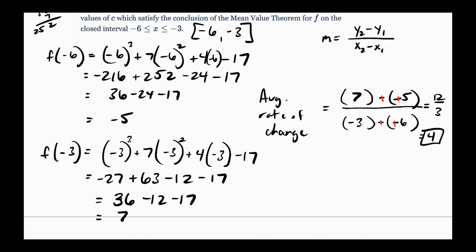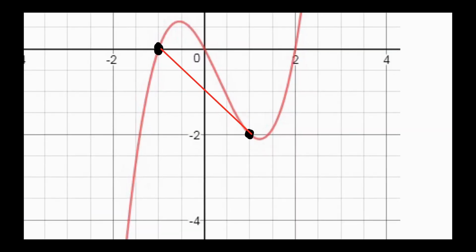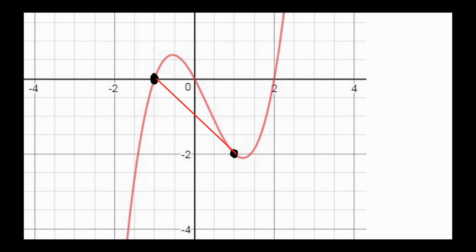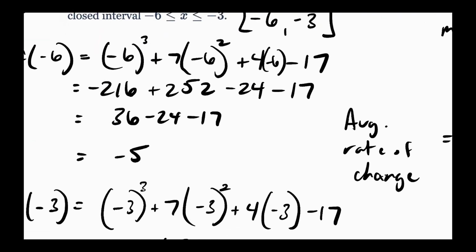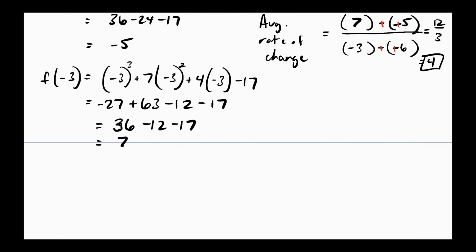Okay. So what we've done now is, this is a different problem, but essentially we found the slope of this line here. We found that slope. It's +4. This is not the problem, but it's just kind of a visual, because ours is going to be a positive slope from -6 to -3. So now we have to figure out where along the function does the graph have the same exact slope.